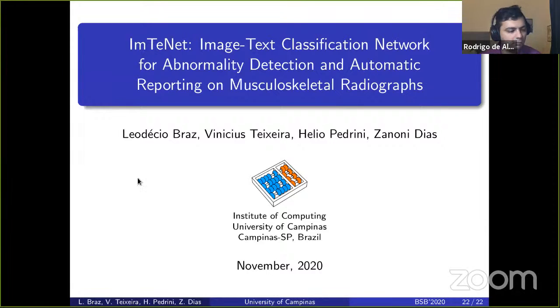So Leodécio, you mentioned you used the ROCO dataset to train a caption generator to generate captions for the images in the MURA dataset. But the ROCO dataset doesn't only contain X-ray images. It has many varieties of medical imaging. And if I understood correctly, the MURA dataset only has X-ray images, right?